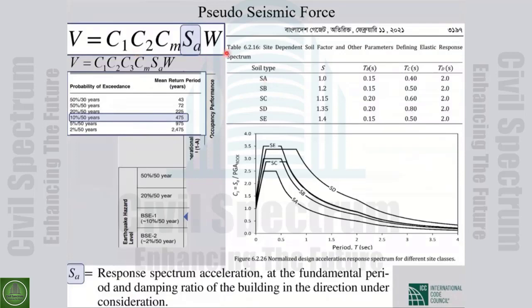So, first of all, we want to calculate the base shear under earthquake. Where is earthquake in our formula? The earthquake is in SA, the spectral acceleration, or as it is mentioned, the response spectrum acceleration at the fundamental period and damping ratio of the building in the direction under consideration. So the earthquake is here.